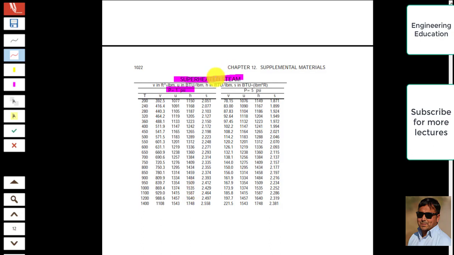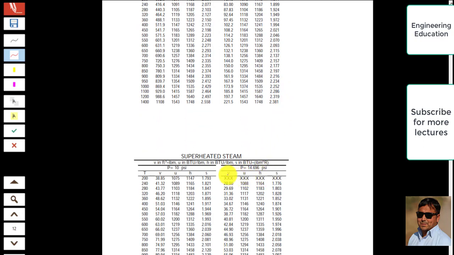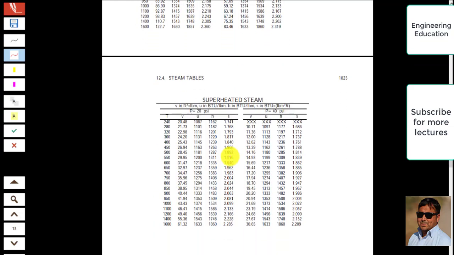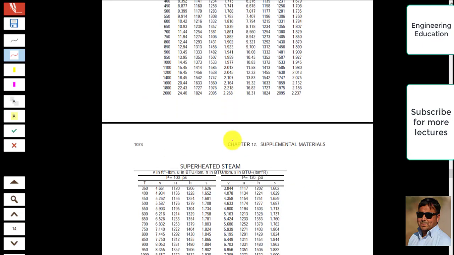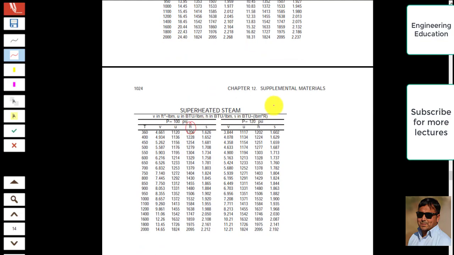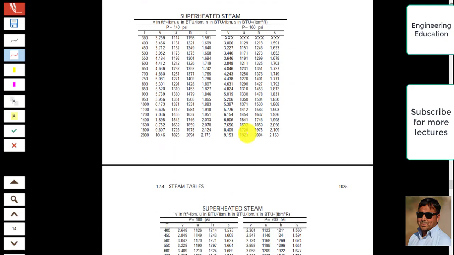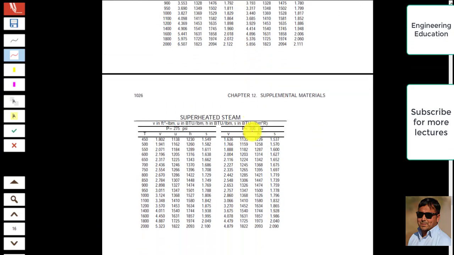Similarly, coming to superheated steam tables, again we have pressure in psi, temperature in degree Fahrenheit, specific volume in cubic feet per pound, U in BTU per pound mass, H in BTU per pound mass, S in BTU per pound mass per degree Rankine. So the temperature is in degree Fahrenheit while the pressure is in psi. Changing the pressure values accordingly and varying the temperature values, we have specific volume, specific internal energy, specific enthalpy, specific entropy, all values presented in these superheated steam tables.